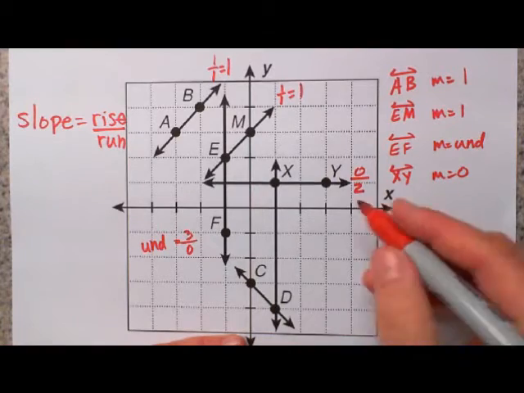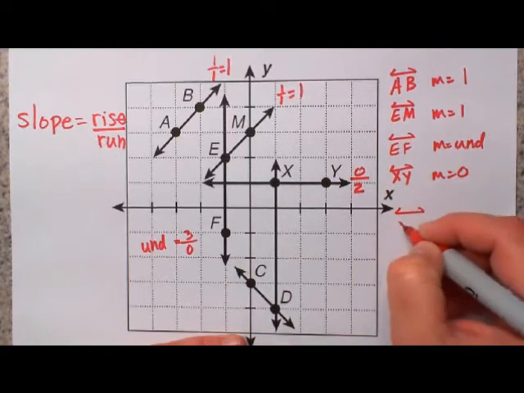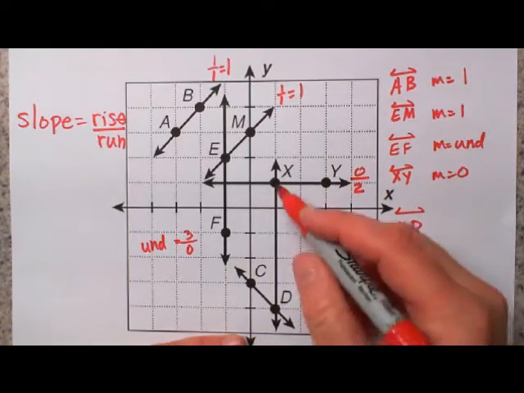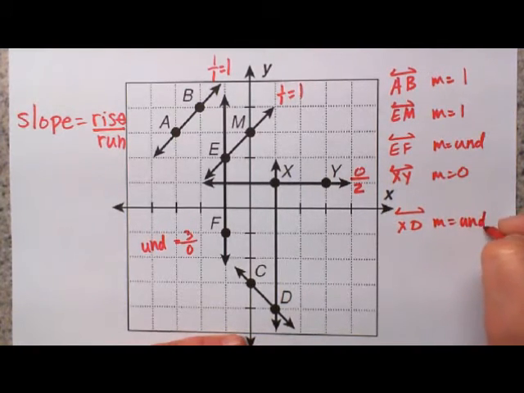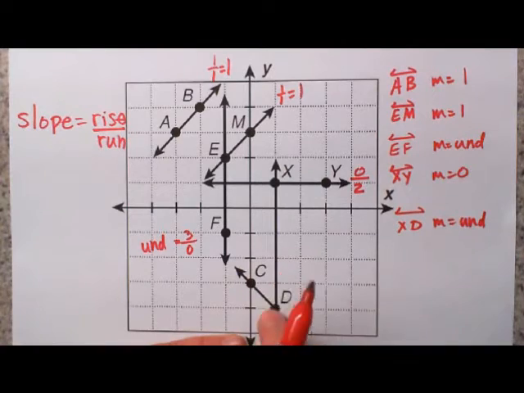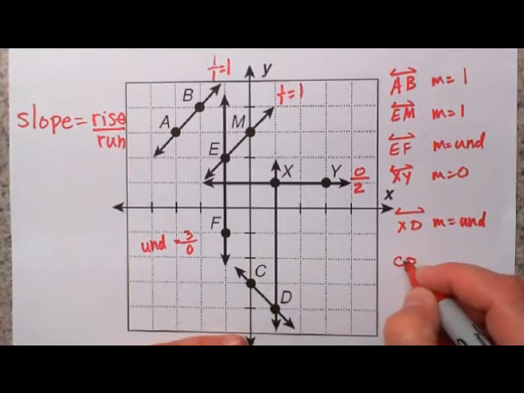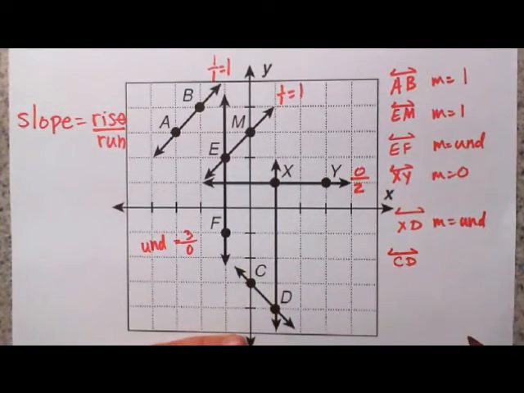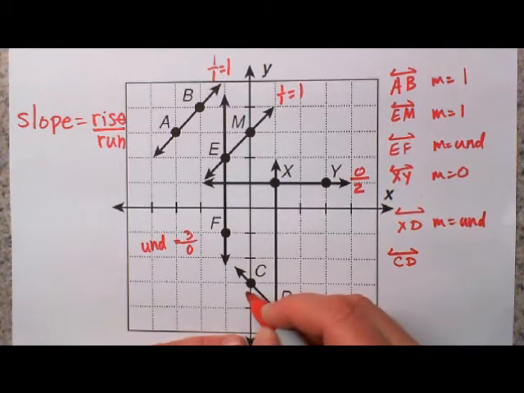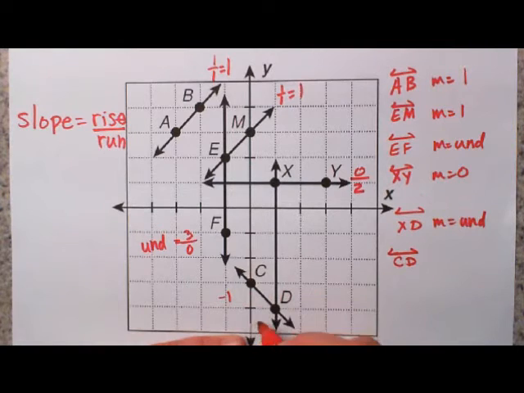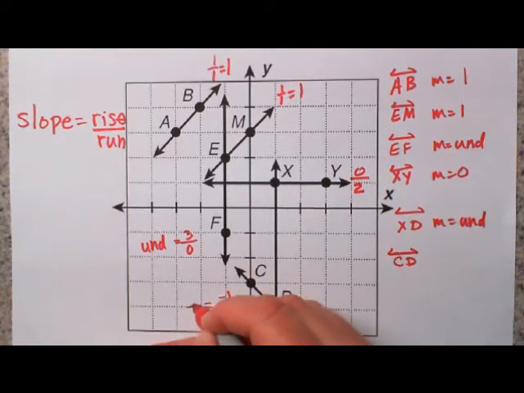Okay, so I've got line XD next. It's another vertical line, so I just know that that's undefined. I'm just going to go ahead and write that. And then lastly, line CD. Line CD has a change of -1 over +1, so the slope of this line is equal to -1.